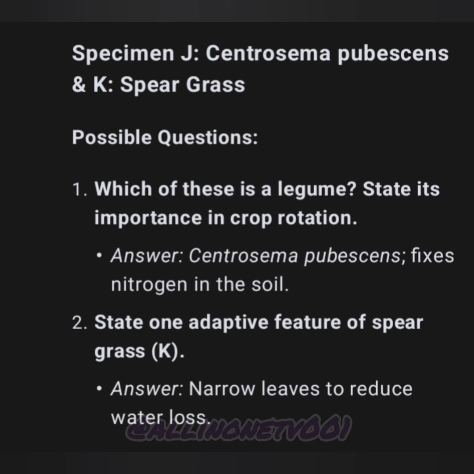Then question 2, state 1 adaptive feature of speargrass. Answer: narrow leaf to reduce water loss. So we should be taking note of all these, 70% to 80% possible questions. Possibly 70% of what you are going to watch in this video is what will be asked in your exam. So take note. So let's dive into the specimen.